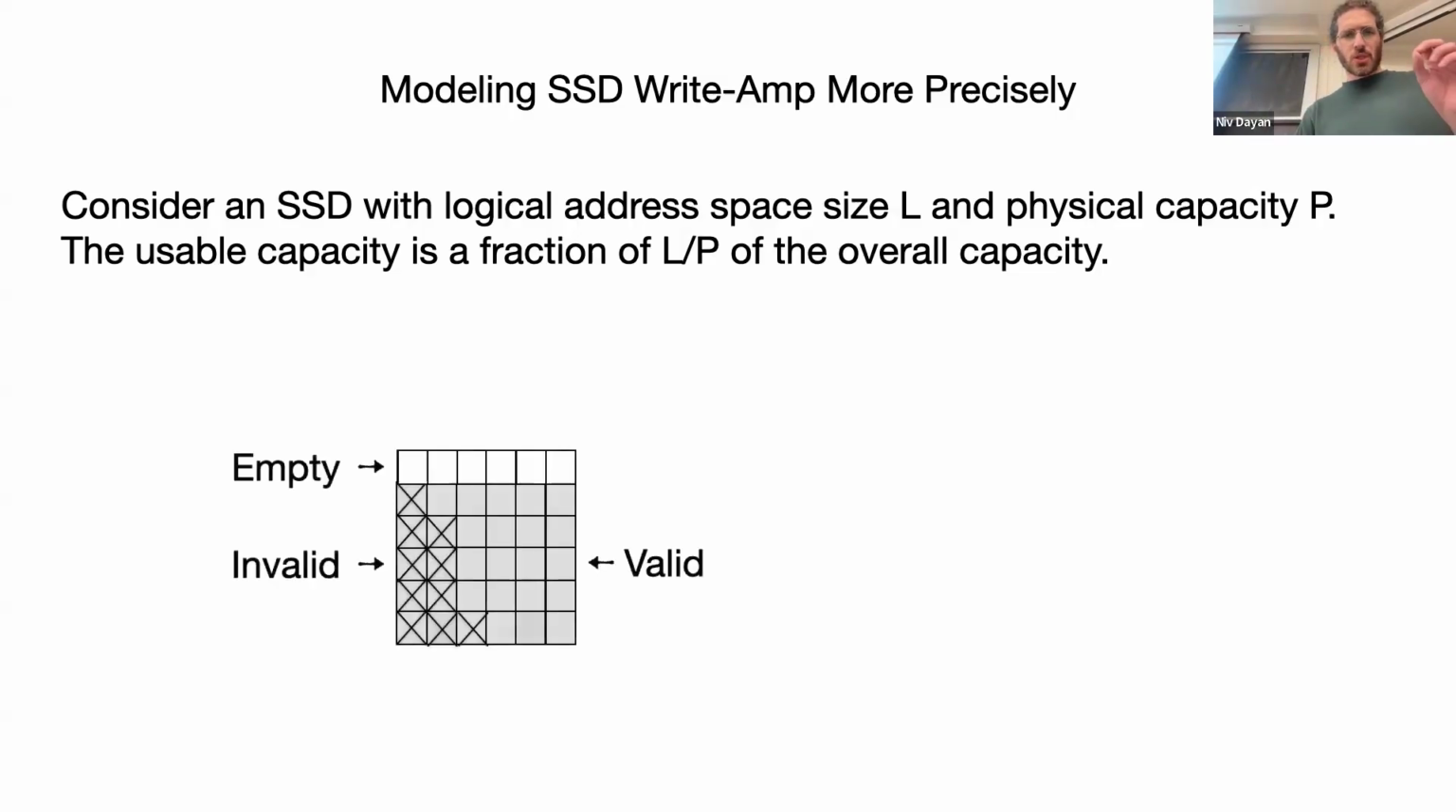So what is this L divided by P with respect to our internal SSD architecture? Well, we saw that an SSD page can really be in one of three states. A page could be empty, or it could be invalid, or it could be valid. Those are the only three states. Does anybody have a sense of how you might express this L divided by P with respect to the fraction of valid, invalid, and empty pages in your SSD?